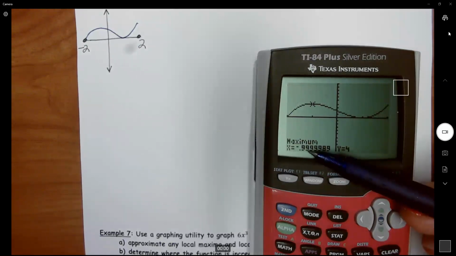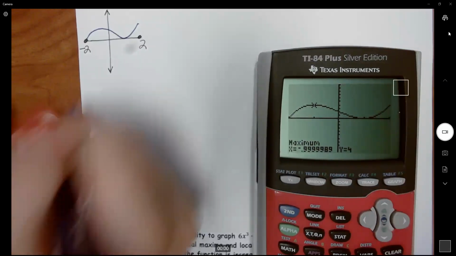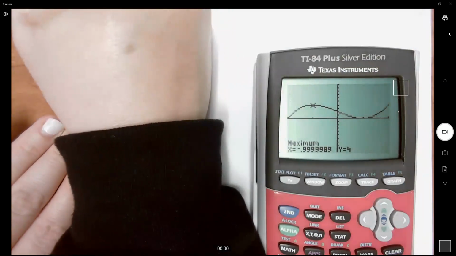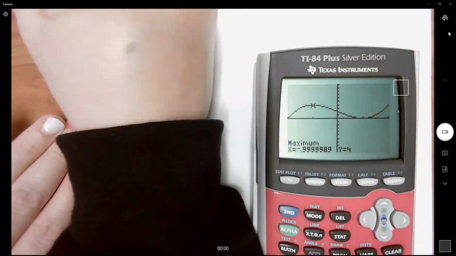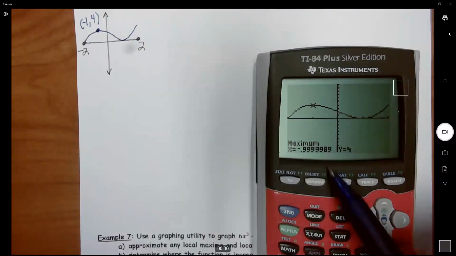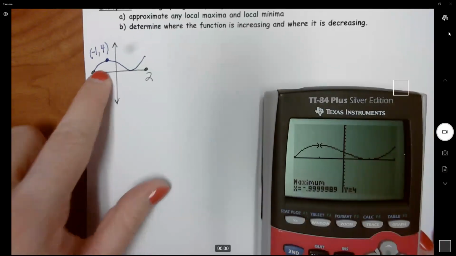-0.99999, that's really close to -1, right? So this point is about -1, 4. That's pretty much -1, and that is 4. Okay, so I put that on my graph.